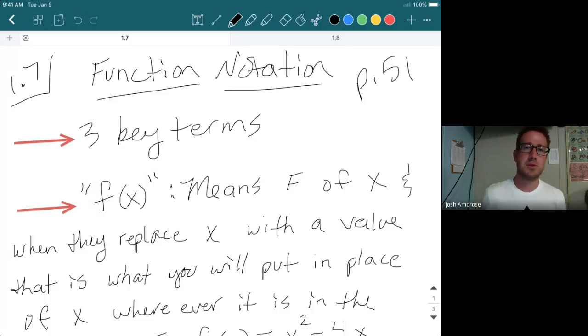All right, Algebra 2, welcome back, guys. We are jumping into section 7 here, titled Function Notation. So everybody make sure you have your books open to page 51, just as it says right there. And we're going to hit the ground running, okay?